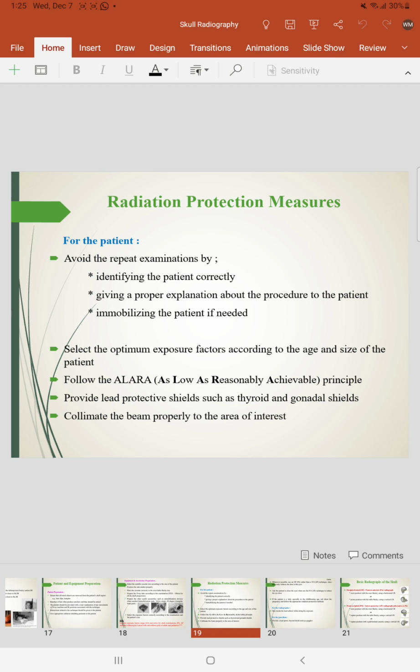Select the optimum exposure factors according to the age and size of the patient. Follow the ALARA principle, as low as reasonably achievable. Then provide lead protective shields such as thyroid and gonadal shields. Collimate the beam properly to the area of interest.